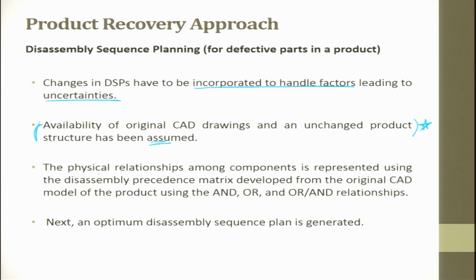Okay. Next, the physical relationship among components is represented using the disassembly precedence matrix developed from the original CAD model of a product, using AND/OR relationships. Next, an optimum disassembly sequence plan is generated. So, this is all for defective parts in a product.